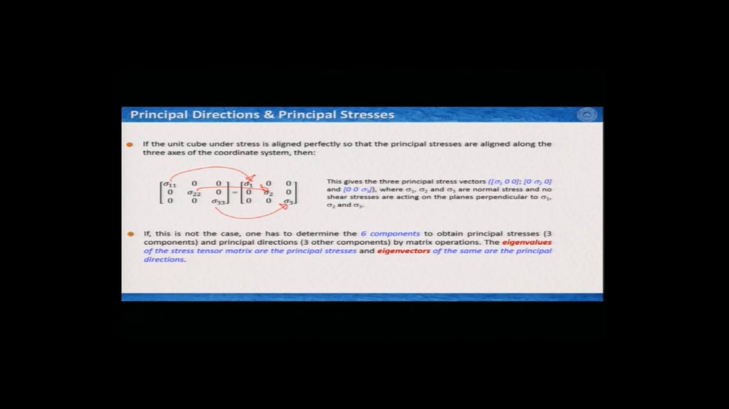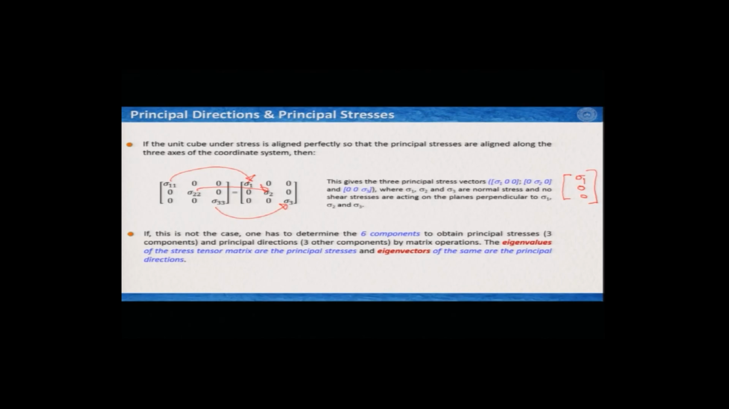So, therefore, it gives 3 principal stress vectors: sigma 1 0 0, 0 sigma 2 0 and 0 0 sigma 3. Now, I wrote it here as a row matrix, but generally they appear as a column matrix. So, 3 stress vectors working on 3 different planes, where sigma 1, sigma 2 and sigma 3 are normal stresses, and along these directions there is no shear stress acting on the planes perpendicular to sigma 1, sigma 2 and sigma 3.